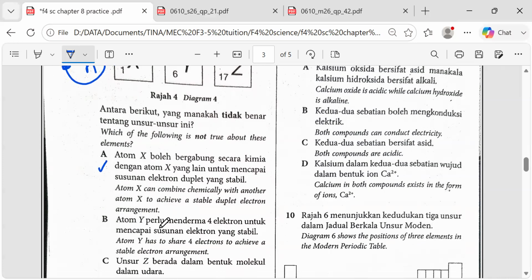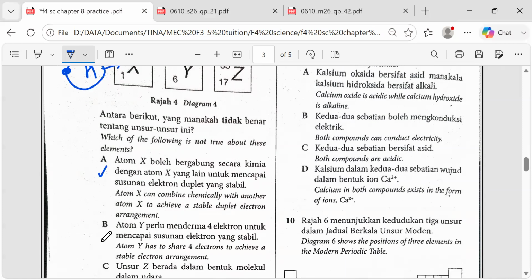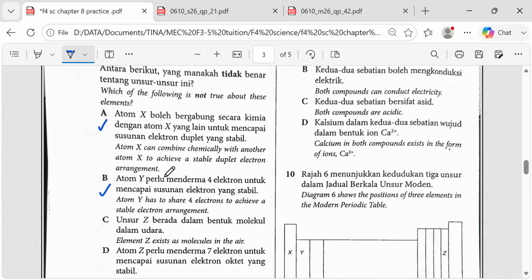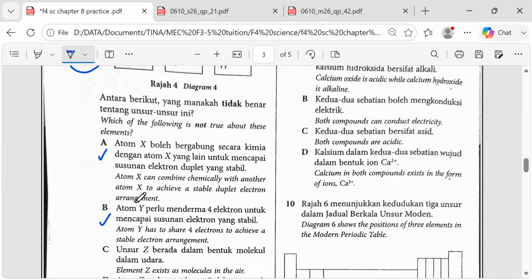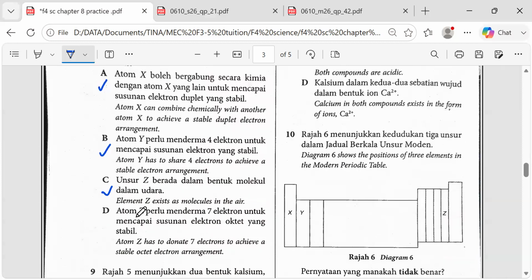Atom Y has to share 4 electrons to achieve stable. Yes, correct, it has to share 4. Z is a molecule in the air. Yes, I just taught you. Group 7 is all molecules, so yes. Atom Z donates 7 electrons. No, it receives 1.